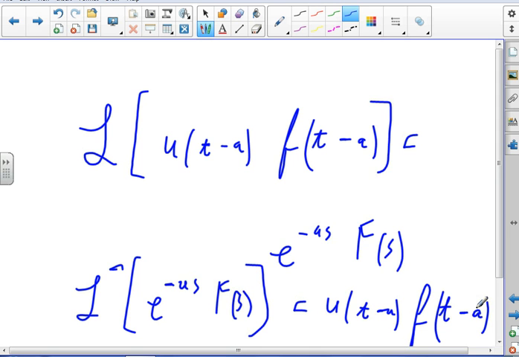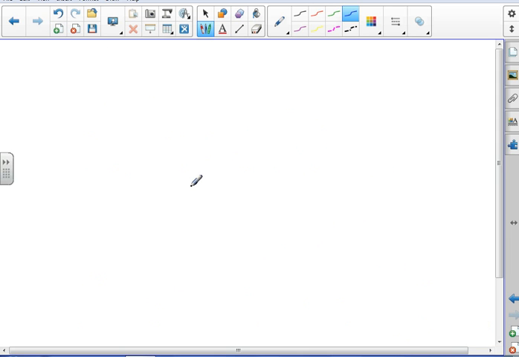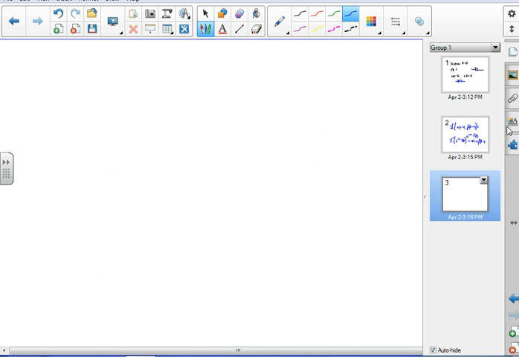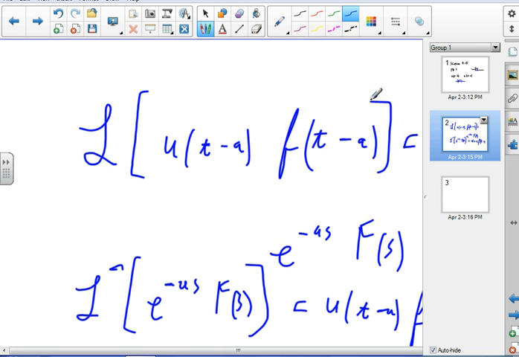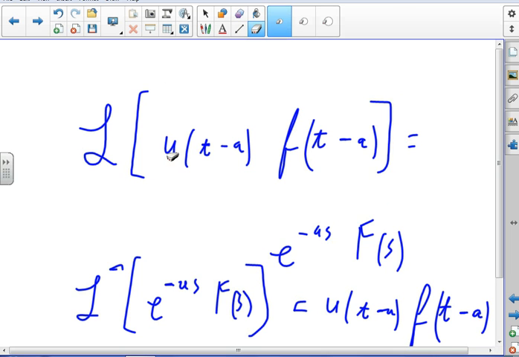Okay, so what are those little C's after the brackets? Go back to that page real quick. What are those little C's after the bracket? Those are brackets. You mean this U? Yeah, and then what's in that? T minus a. That's f of t minus a.